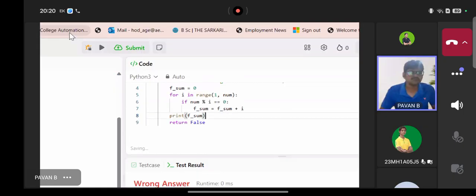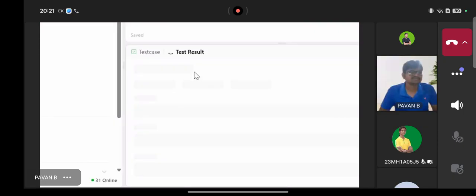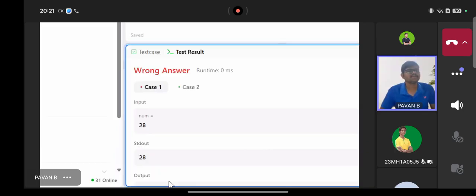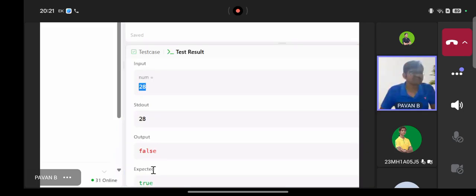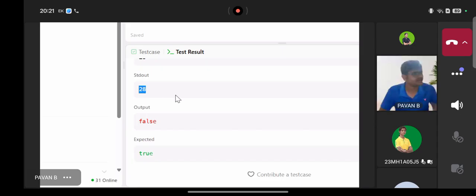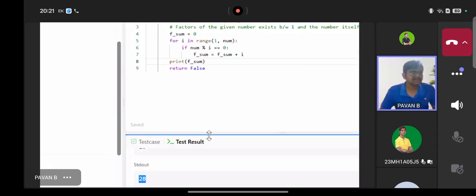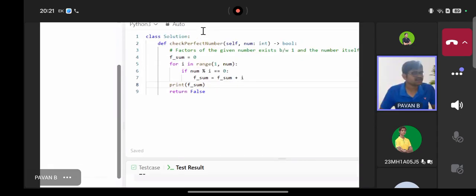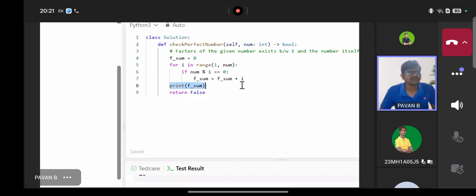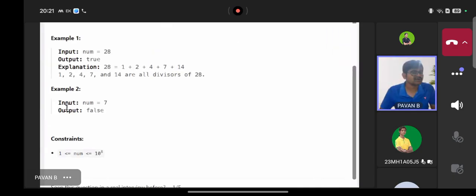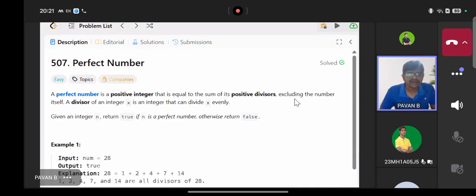So this is also just for showing. Cool. Number is 28. What is the factor sum? The factor sum is also 28. In that case, you can say it's a perfect number, right? So now how do you compare? What is the next step? After finding the factor sum, you need to compare the factor sum with the original number, right? Because according to the description, the factor sum must be equal to the number itself, see?